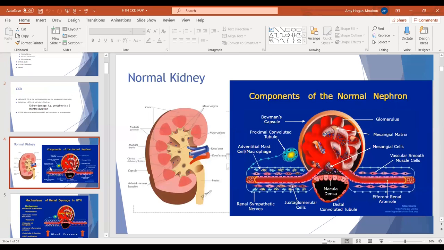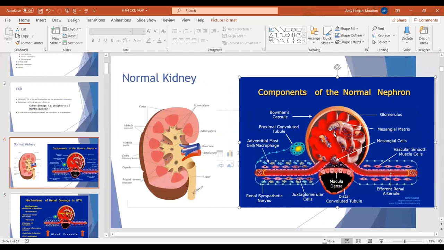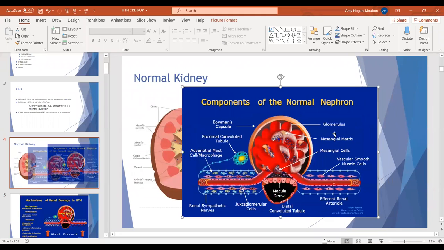So just a tiny review. I wasn't sure if I was talking to cardiologists or renal docs, but the normal kidneys there, I put in because I think it looks awesome. The glomeruli are pretty busy organs. These are components of the normal nephron. This is very schematic, but it touches on the renal sympathetic nerves down at the bottom, the efferent arteriole, the vascular smooth muscles. The kidneys in general are a very vascular organ, and at a much tinier level compared to cardiologists, they still get insulted by the same kind of events.